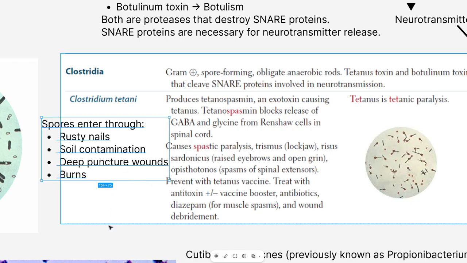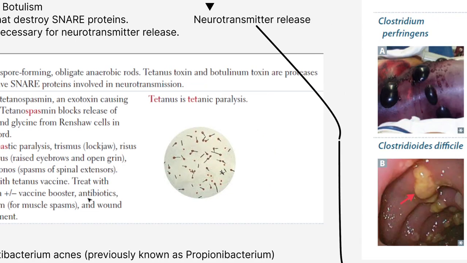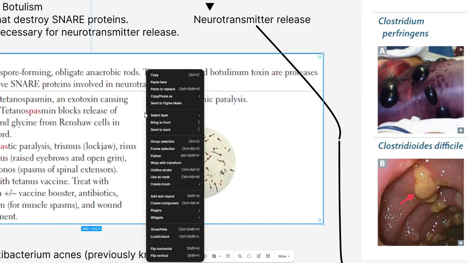The virulence factor is tetanospasmin. It is a powerful exotoxin. It blocks the release of GABA and glycine from Renshaw cells in the spinal cord. Normally you have a motor neuron, and that causes the muscle to contract. The Renshaw cells release GABA and glycine, and these inhibit the motor neurons, and the muscle relaxes. Now, this is a normal inhibition mechanism. Normally this happens in the body, right? What happens in tetanus is this is blocked.